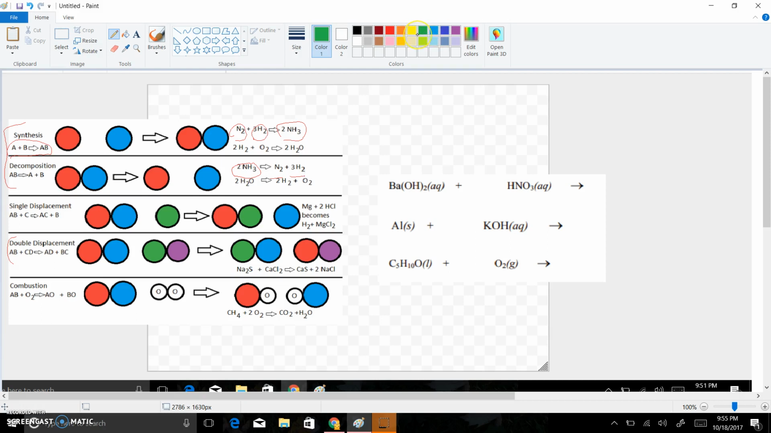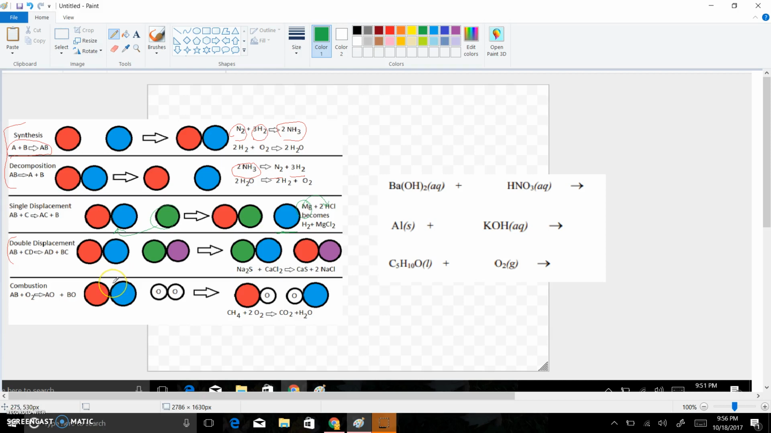Single replacement is just like it sounds, or single displacement, whichever way you want to look at it. That's when one part, if you look at this green dot, is going to come in and kick out another part. So the blue one gets kicked out, so it's by itself. It's a single element replacing another one. So here you can see Mg is a single element, and it's going to replace one of these here. We're going to do an example problem with that.